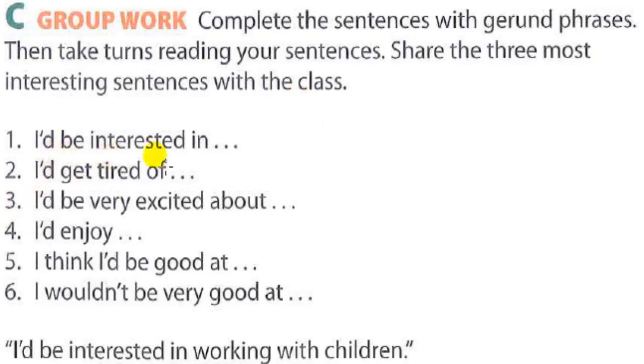Example: I'd be interested in, so here I put the gerund phrase as object. I'd be interested in working as a teacher, working as a bank manager. I'd be interested in watching television. So you complete. I'd get tired of doing a lot of homework. I'd be very excited about traveling abroad, traveling to Australia. I'd be very excited about living in Australia.